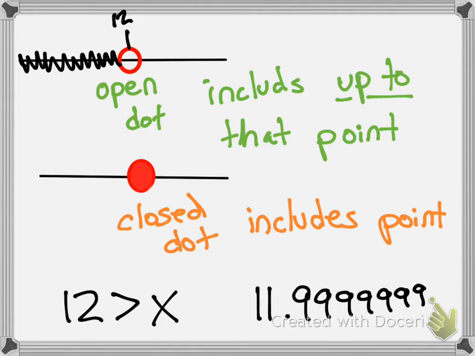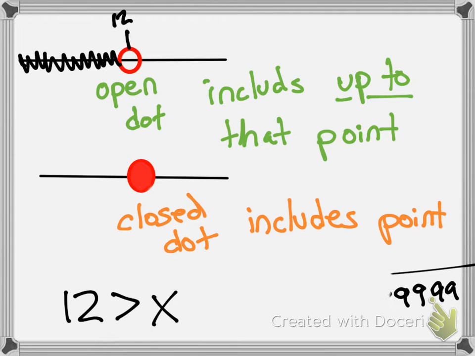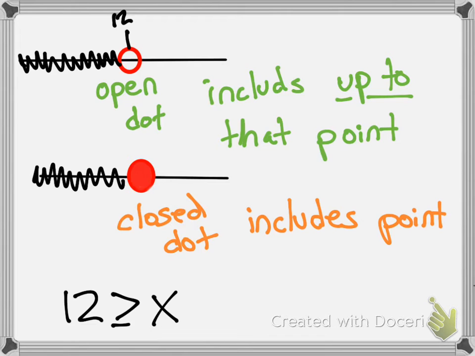However, every number, 11.99999 forever. We are constantly getting closer and closer to 12. We just don't touch 12, which is why it's open. However, when we have a closed dot, that's because we would have 12 is greater than or equal to x. Is 12 included in this? Yes, because 12 is less than or equal to 12. So we include everything, including that 12. So the closed dot indicates that we are including that number, and the open dot indicates we are not.